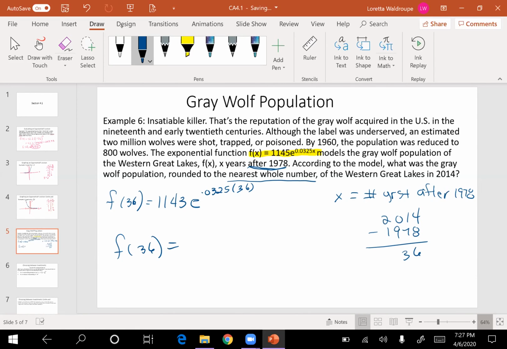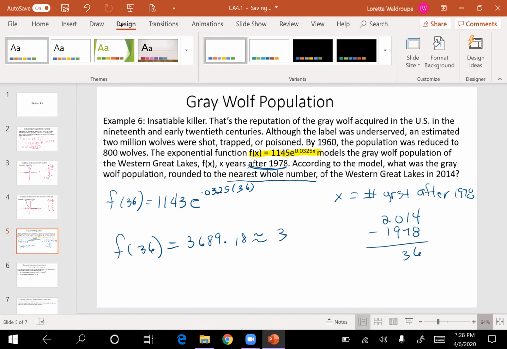Plugging it into my calculator. Remember, second ln gives you e to a power if you can't find it. And I get 3689.18, or approximately, because it says the nearest whole number, 3,689 wolves.